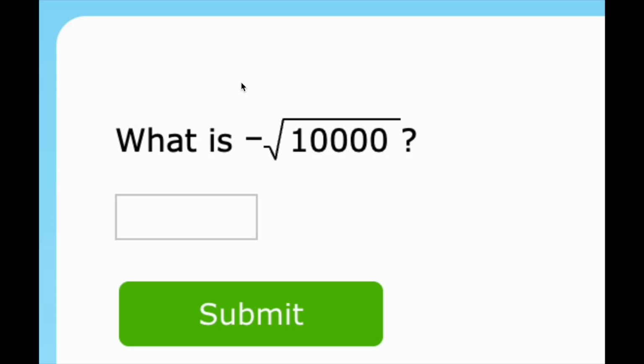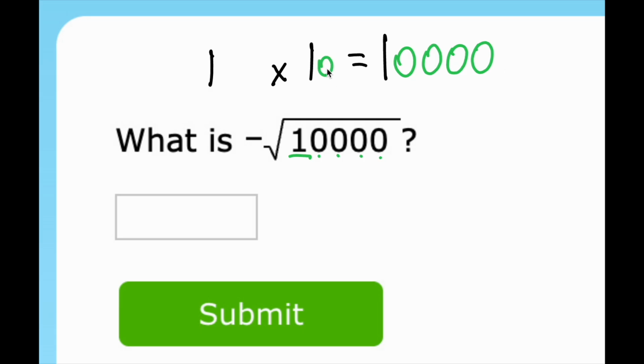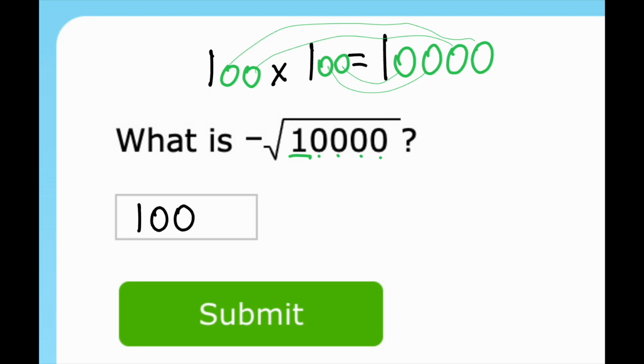Next we have the negative square root of 10,000, and just like before, we're going to focus on the 1 and ignore the zeros for now. I know that 1 times 1 is 1, and since we have 4 zeros, half of 4 is 2, so our answer must have 2 zeros. So notice how in total we have 4 zeros on the left side of the equation and 4 zeros on the right. And since this question is asking for the negative square root, our answer is negative 100.